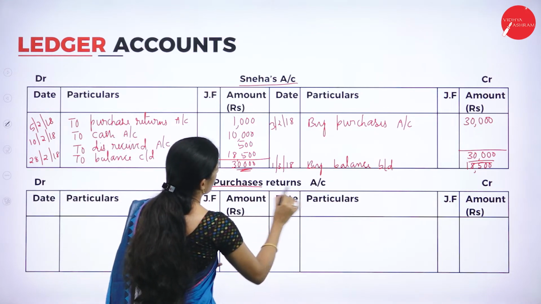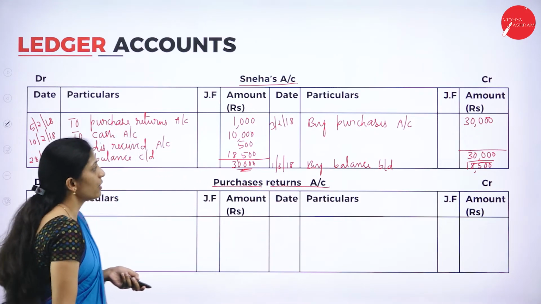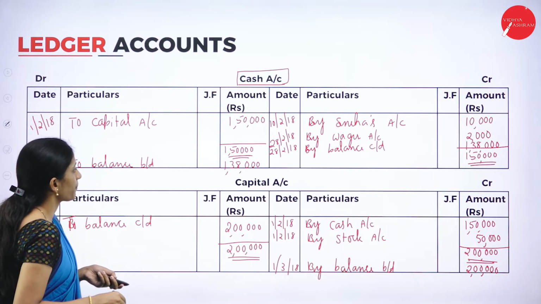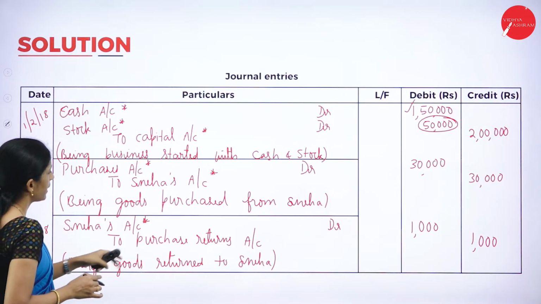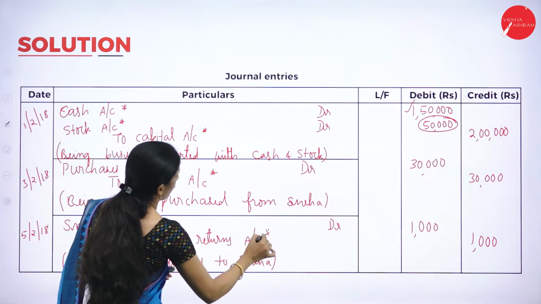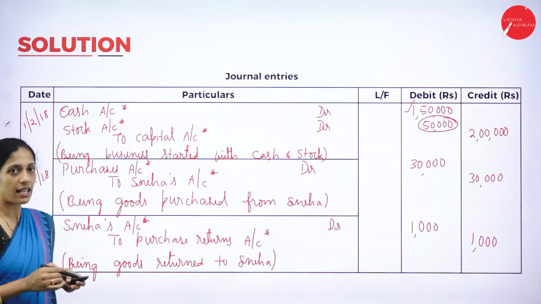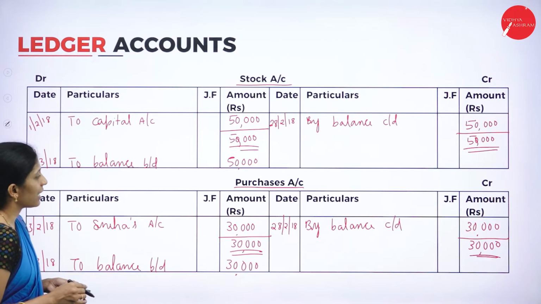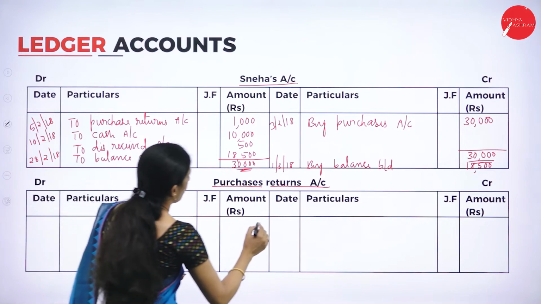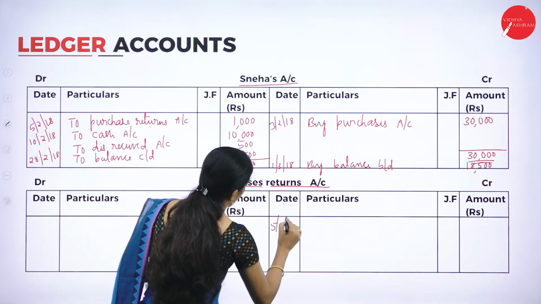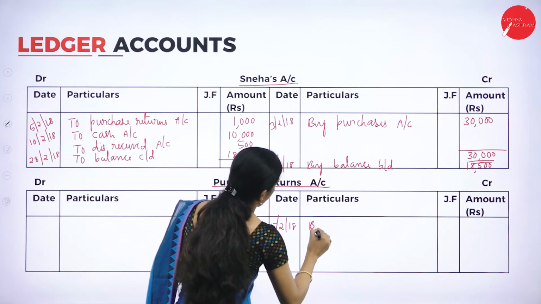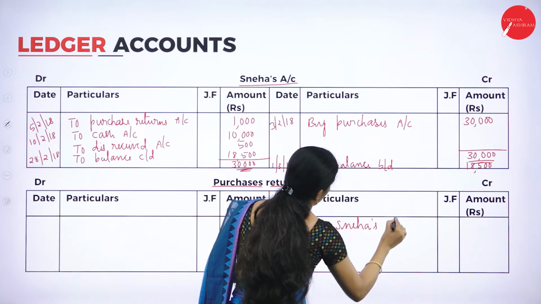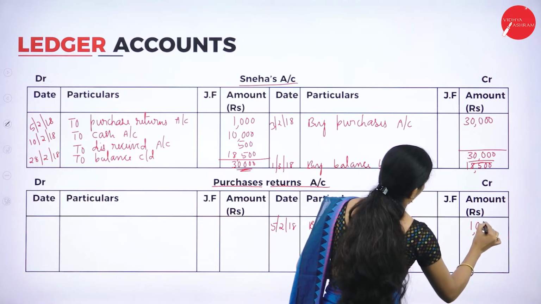Now coming to the next account, that is the purchase returns account. We shall see the journal entry relating to purchase returns. Which are the purchase returns entries? Here there is one. So how do you write? By Sneha's account, how much? 1,000. So 5/2/2018, by Sneha's account, and the amount is 1,000.